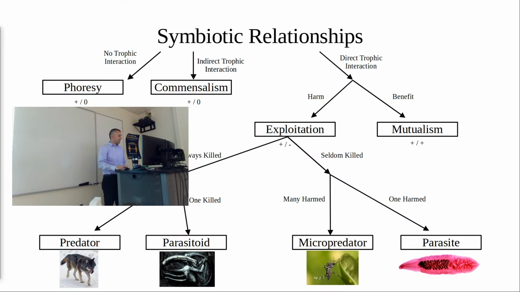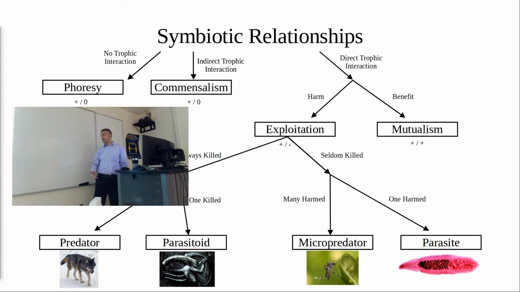The other side is when our individuals are seldom killed. Now this is more just harm. We did some harm, but not enough to kill them. And like the left branch, we can have a situation where many of them are harmed or only one. If many of them are harmed, we're looking at a micropredator. It's gaining its food, its energy from a host, but it's not just going to be one host. It's going to affect a second host and a third host and a fourth host.